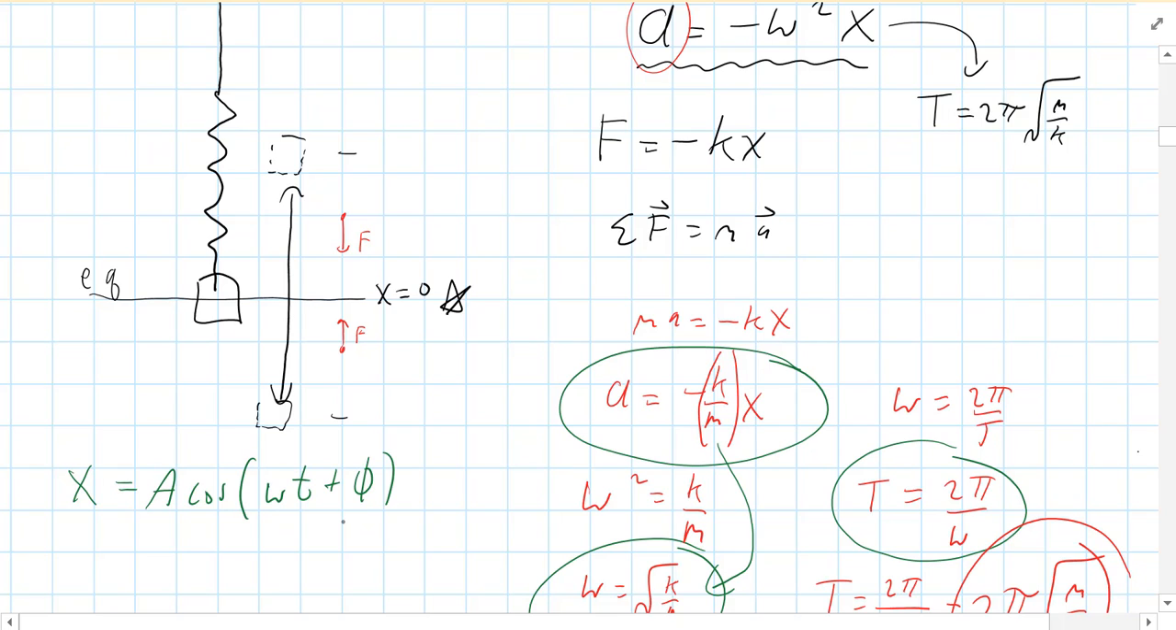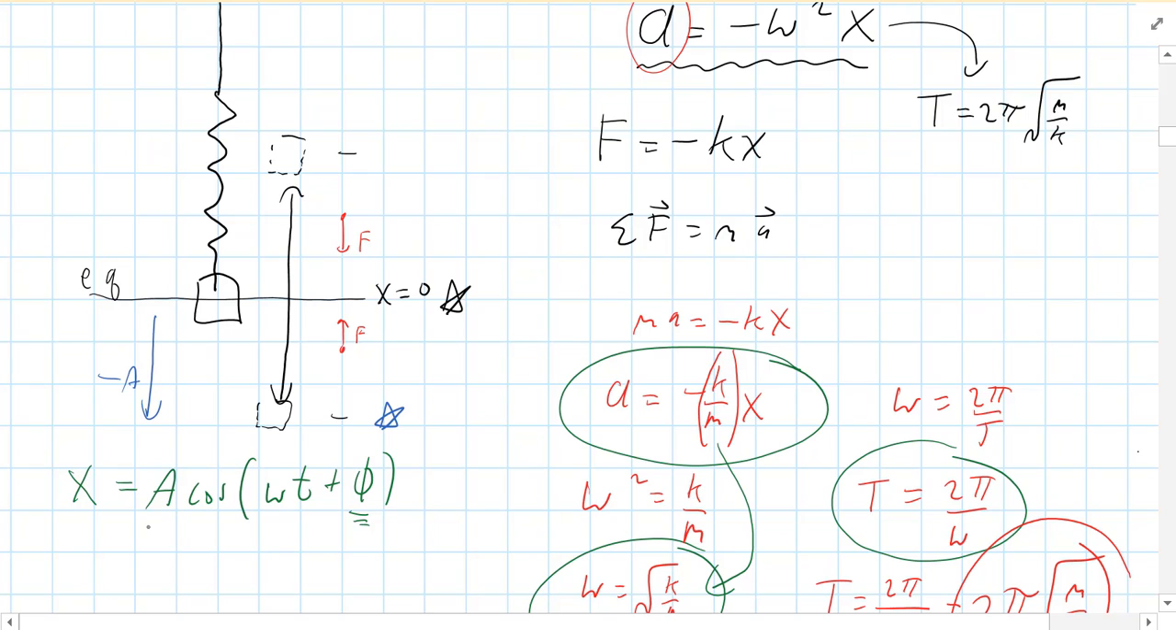Now, by the way, you could use a sine function here as well, and I'll explain that too in a second. Well, this phi is just your starting condition. So let's say this thing is bobbing up and down, and you start your watch when the block is all the way at the bottom, okay? Well, that means x is equal to negative a.